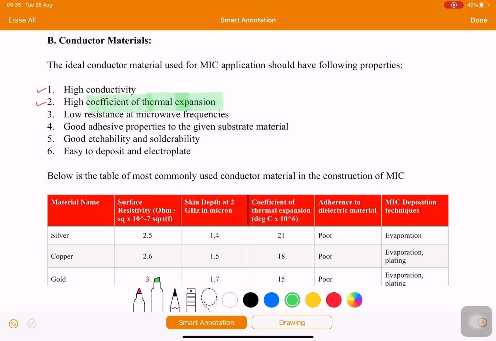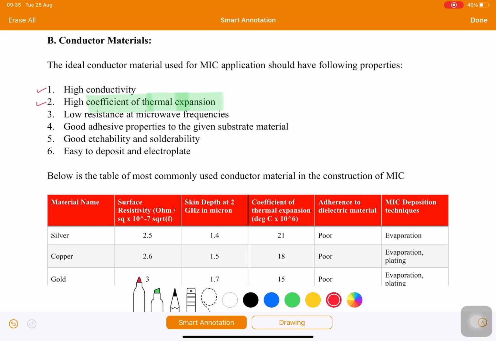So this coefficient of thermal expansion should be as low as possible, which indicates better thermal heat carrying capability of that particular conductor. If the thermal coefficient of expansion is large, it indicates that this conductor cannot withstand high values of thermal heat generated, and it will expand and change in size. So lower values of thermal coefficient of expansion for the given conductor material are always desirable.